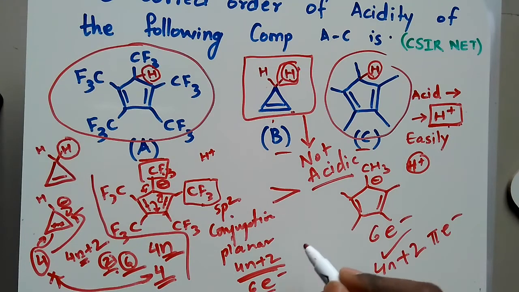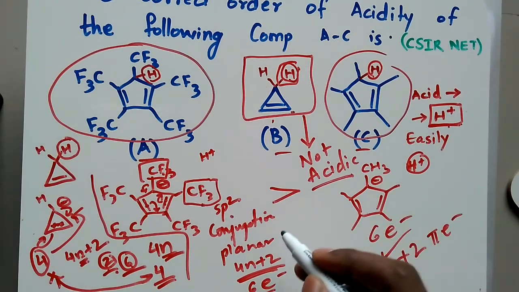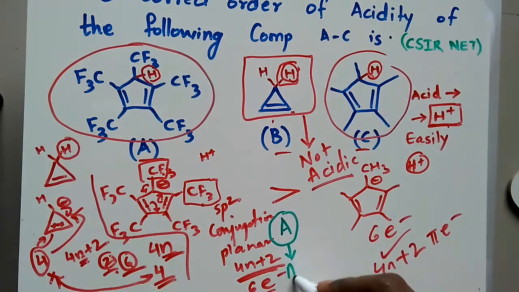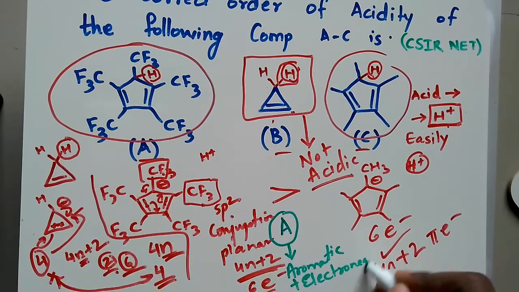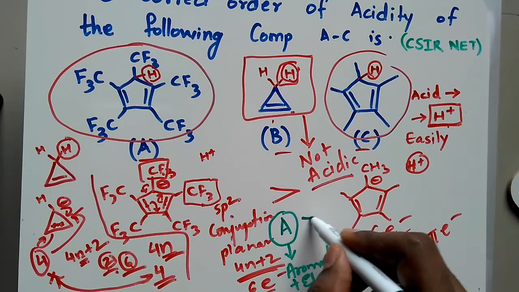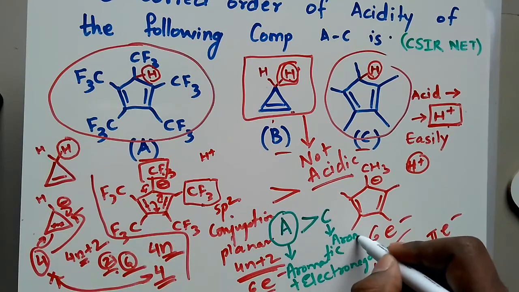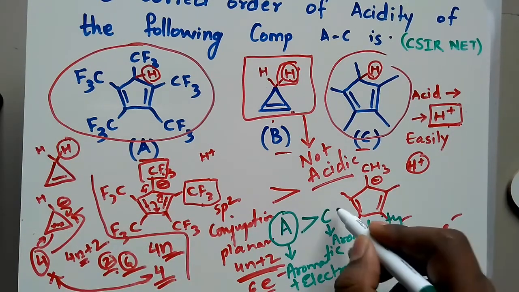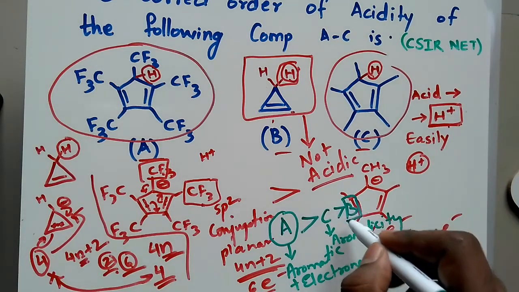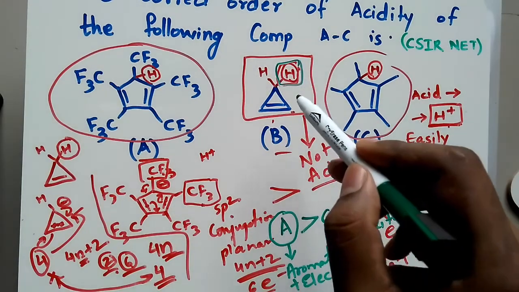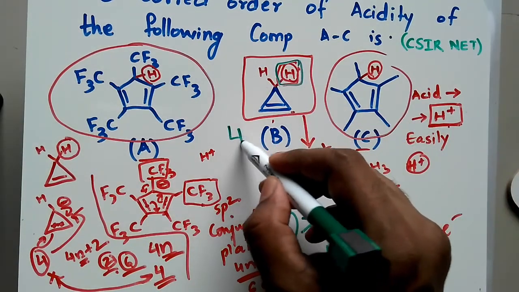So the A part will be the most acidic because here we are having aromatic character plus the electronegativity. The next one which will be most acidic will be C, because here only aromaticity is there, followed by B. But for B, we have to remember that it is not acidic at all, because once it loses the hydrogen from here, it becomes anti-aromatic because it follows the 4n rule.